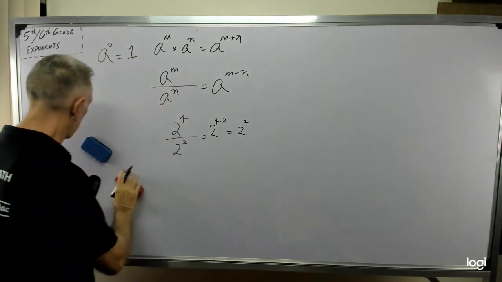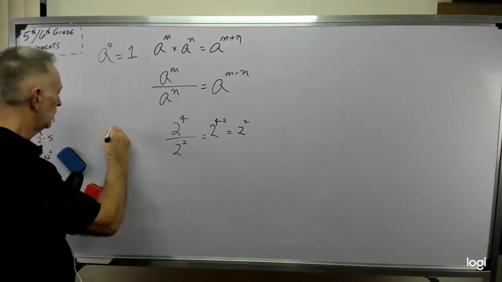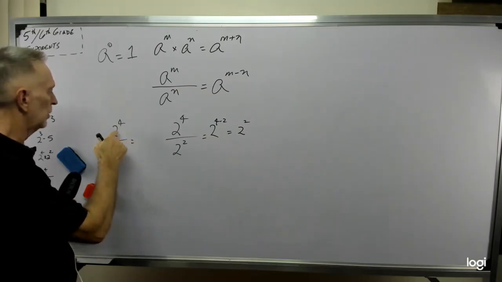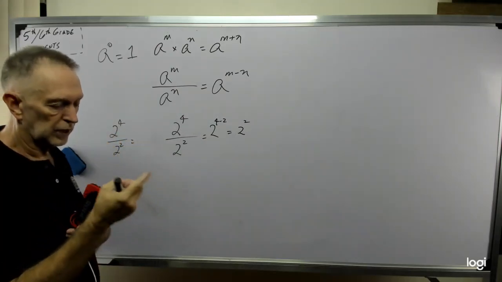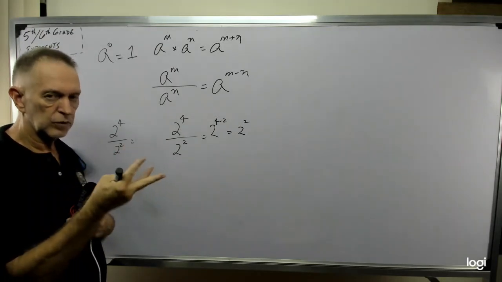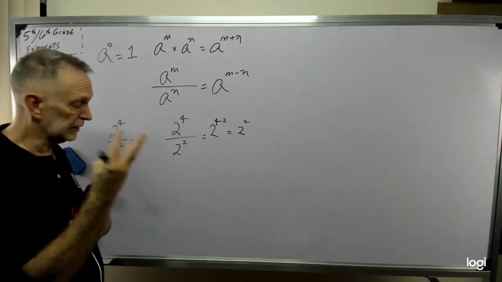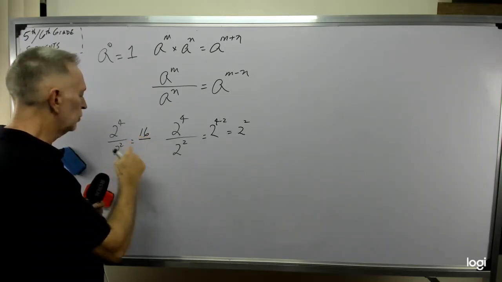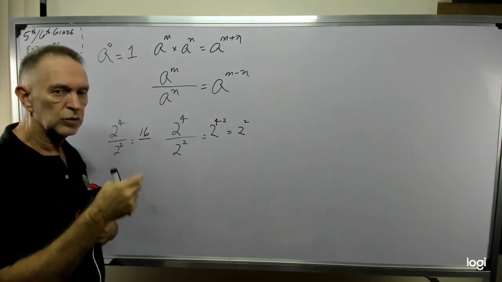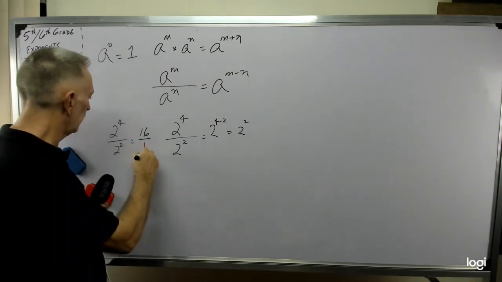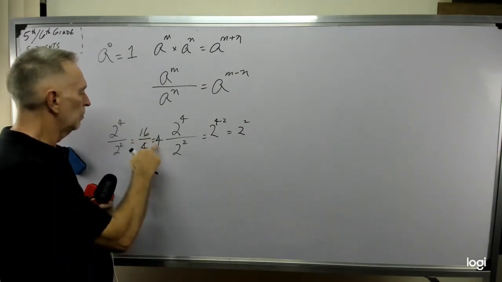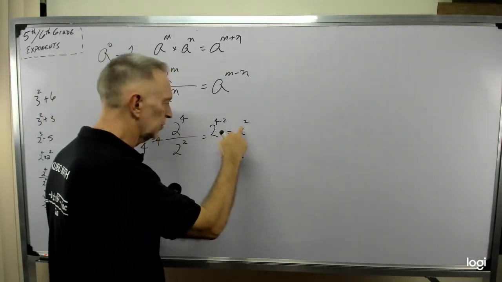Now we could have said, well, 2 to the 4th power over 2 to the 2nd power. 2 to the 4th is 2 times 2 is 4, times 2 is 8, times 2 is 16. So that's 16 divided by 2 to the 2nd power, which is 2 times 2, which is 4. 16 divided by 4 equals 4. Well, 4 is 2 to the 2nd power.